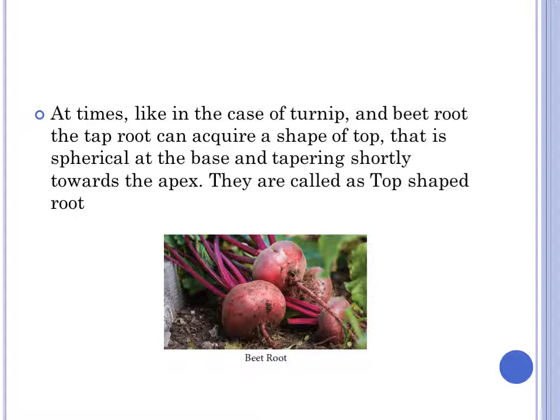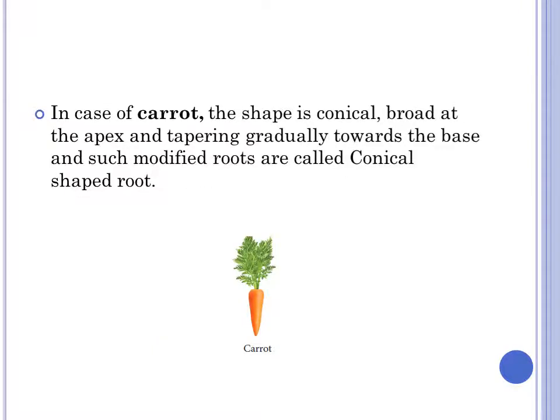At times, like in the case of turnip and beetroot, the taproot can acquire a shape of a top that is spherical at the base and tapering shortly towards the apex. They are called top-shaped root. In case of carrot, the shape is conical, broad at the apex and tapering gradually towards the base, and such modified roots are called conical-shaped roots.